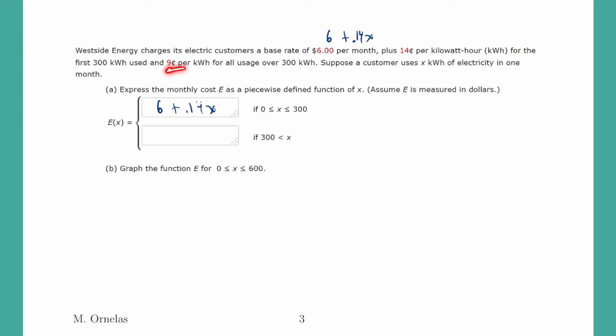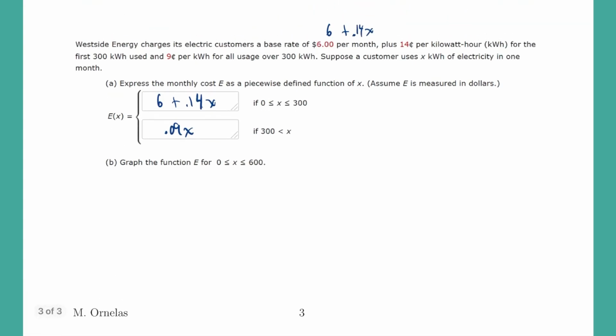And for the bottom, it's just 9 cents per every kilowatt hour. So that's just going to be 0.09x. All right, so that's the difference between those two functions. This one's a flat rate of $6 plus the additional 14 cents for every kilowatt hour. Whereas over here, any usage over 300 kilowatt hours is going to be 9 cents per kilowatt hour. Then they want us to graph this. So let's take a look at the graph.